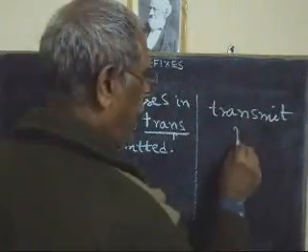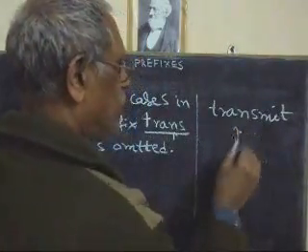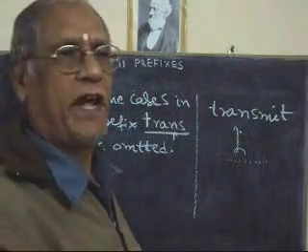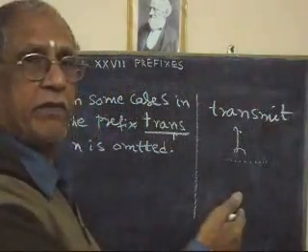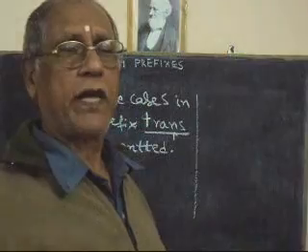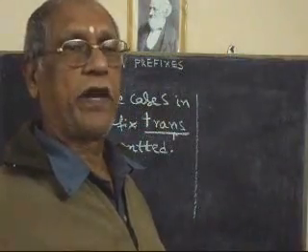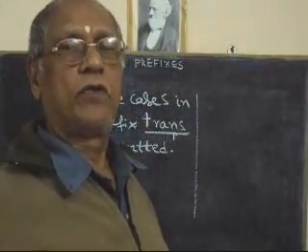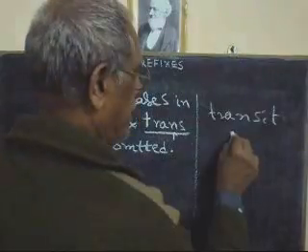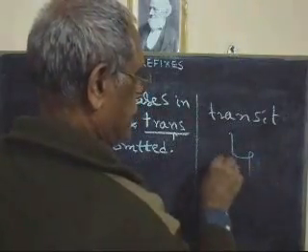So, we also write that sound quickly. Transmit. We write it transmit. It can be written very quickly. But in words like transit, the full outline is preferred. Transit.